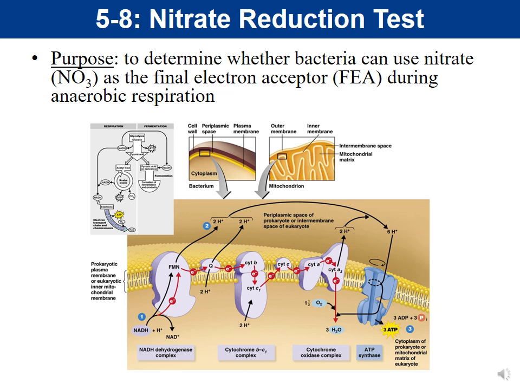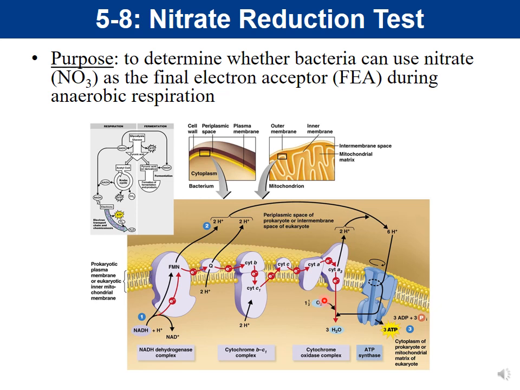So next we come to our nitrate reduction test. What you want to understand for your nitrate reduction test is the purpose, right? And the purpose is to determine whether bacteria can use nitrate, NO3-, as the final electron acceptor during anaerobic respiration. Again, I can't stress that enough. It's not aerobic. Aerobic is using O2 as the final electron acceptor.